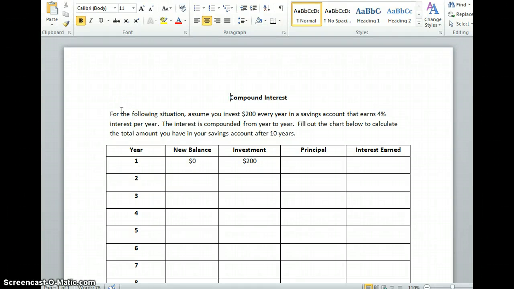Hello, this is our compound interest activity. I'm going to walk through one or two examples in order to help you get started.